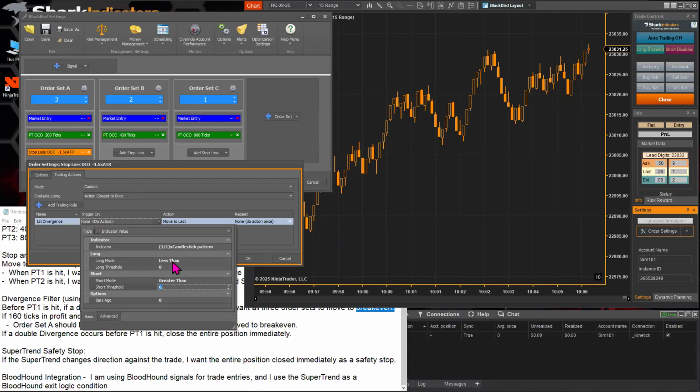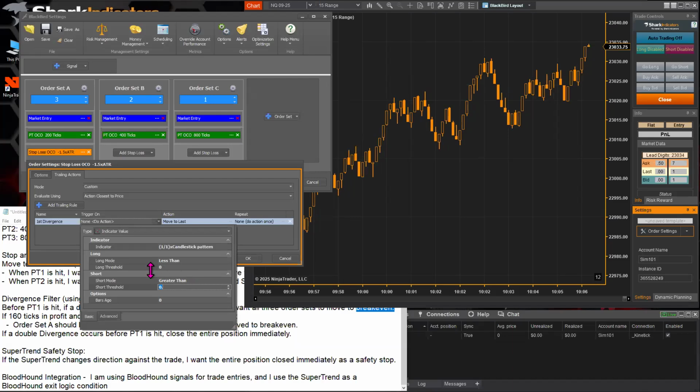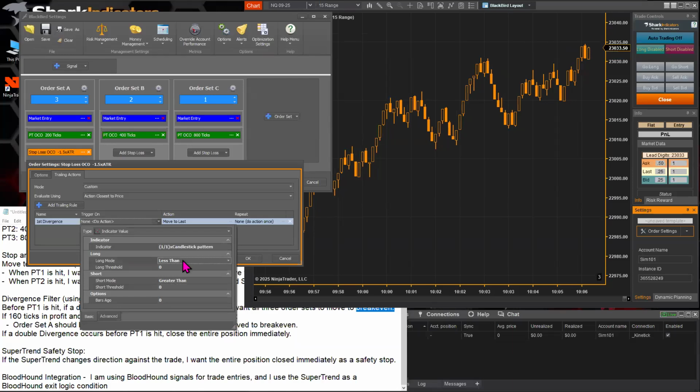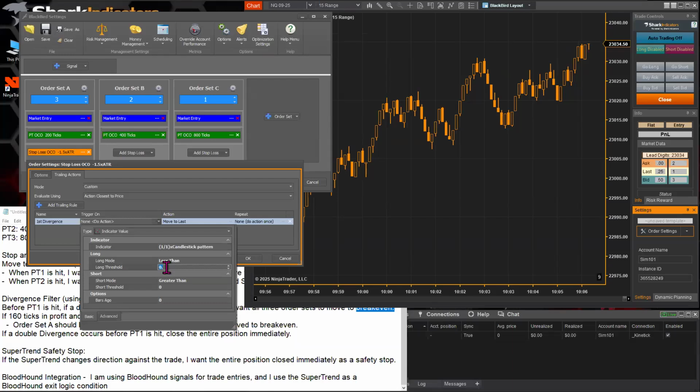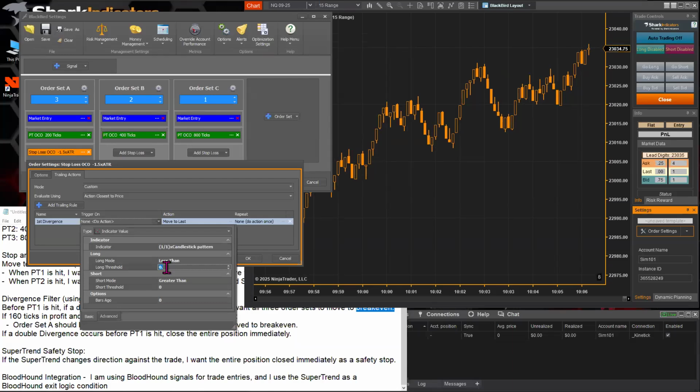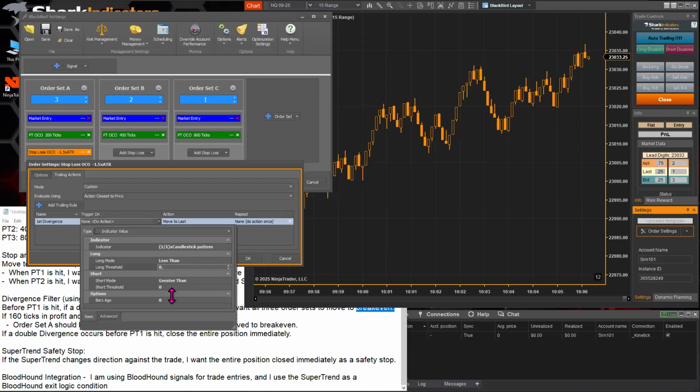So point is, you may have to play around with the less than and greater than to figure out what value you're actually getting that tells you to move to break even from your indicator there, all right? So that's going to be my guess for right now.